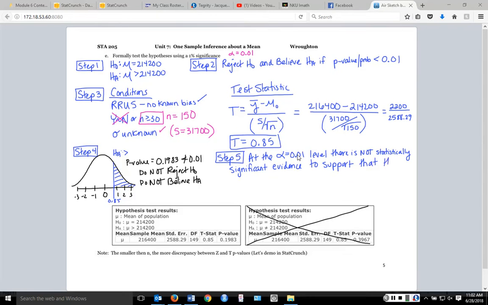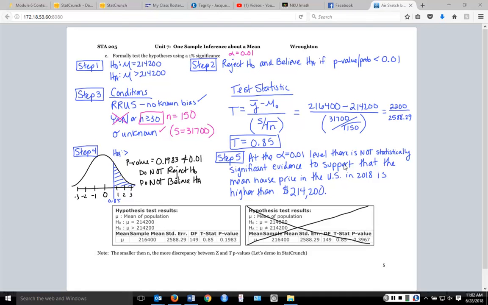that the mean house price in the U.S. in 2018 is higher than that $214,200. So there's not evidence to support that. More specifically, not statistically significant evidence to support that.